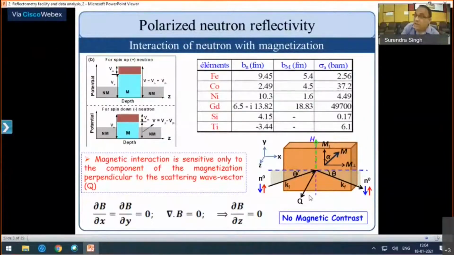Then we cannot see anything about the magnetization in the film because of this law, which we said: divergence of B equal to 0 means we don't see any contrast, any variation, if we apply the magnetic field along Q. It is like a non-magnetic sample for the neutron. So we can get depth profiling information in ferromagnetic materials, because all those other things will be treated as a non-magnetic sample, as the average magnetic potential in those cases is 0.